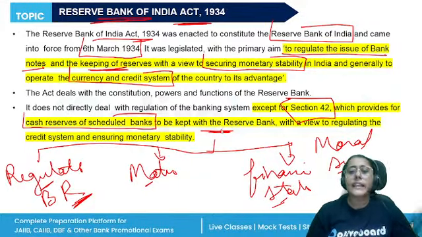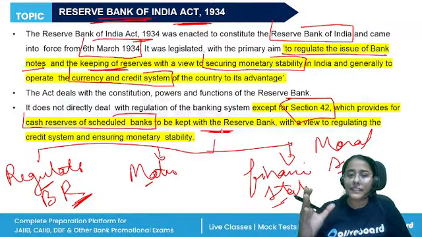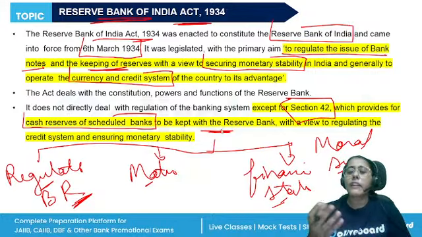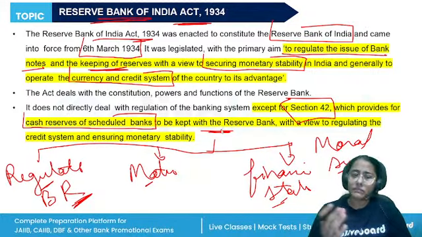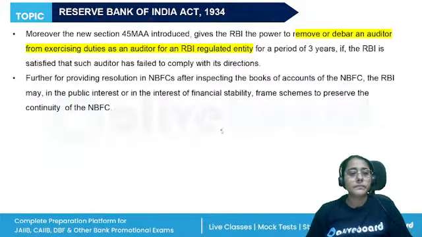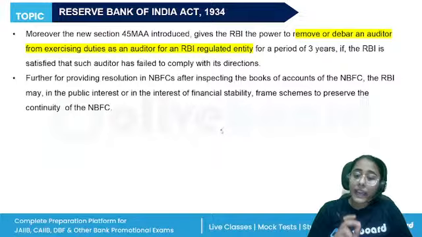Okay. There's the Central Board of Directors. Every bank has this. It consists of the governor, not more than four deputy governors, and directors nominated by the central government, like this.